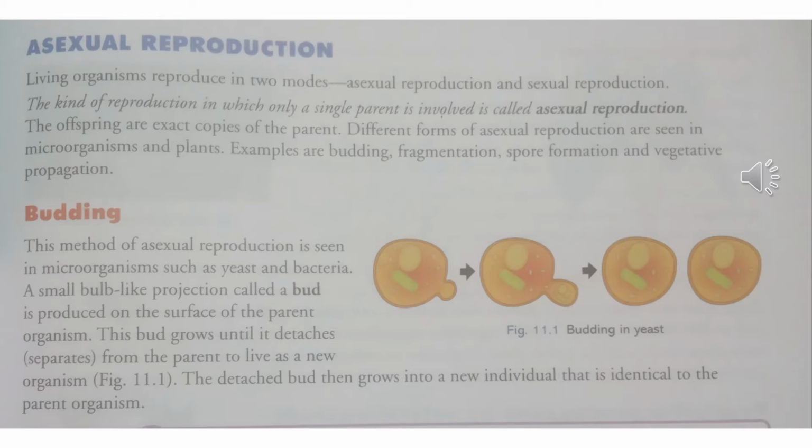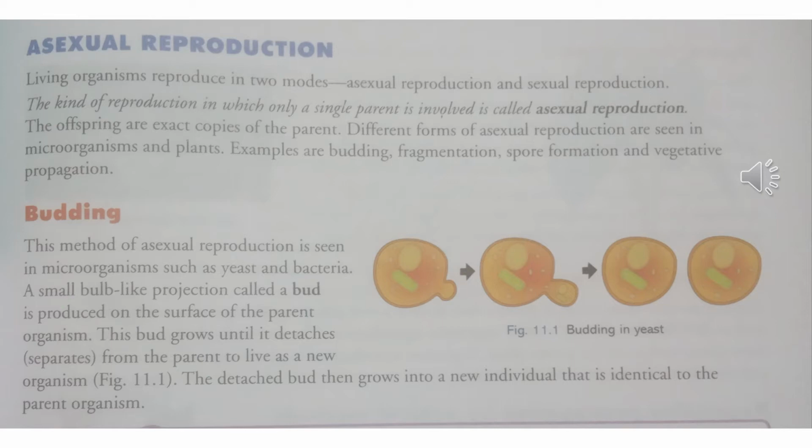Asexual reproduction is seen in microorganisms and plants. Examples are: budding is a type of asexual reproduction. Fragmentation is also a type of reproduction, which is followed by Spirogyra. Other asexual reproduction types are spore formation and vegetative propagation.